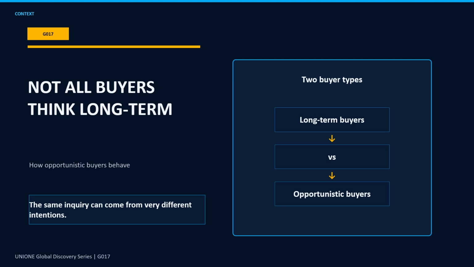Not all buyers approach international trade with the same intention. Two buyers may request information about exactly the same product, but their objectives can be completely different. One buyer may be looking for a stable supplier and a repeatable business model. Another may simply be searching for the lowest possible quotation at that moment. The inquiry may look similar, but the intention behind it determines how the relationship will develop.